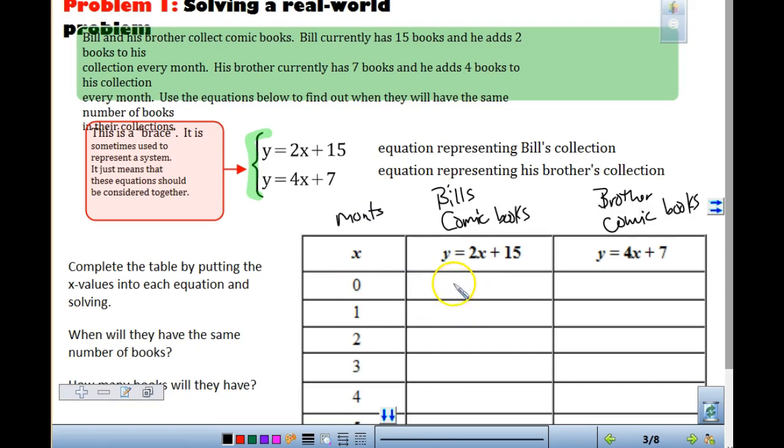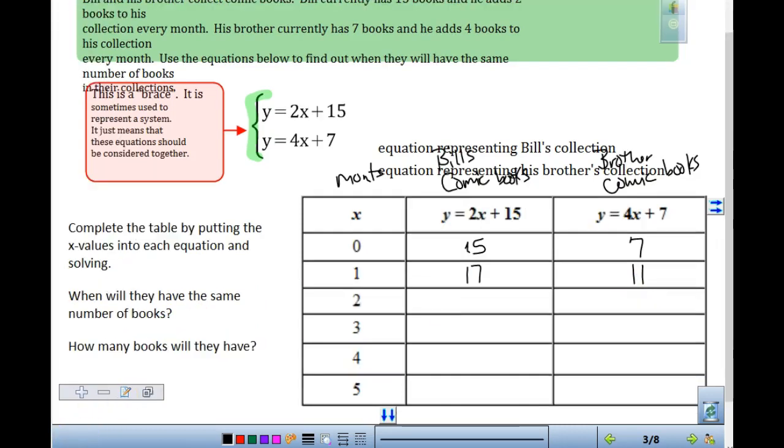So at 0, what did we know Bill had? 15. At 0, his brother had 7. After a month, Bill now has 17. So please fill in the table. His brother now has 11. So please fill it up by 2 each time. So we should have 19, 21, 23, and 25. Over here, it should be going up by 4. So after 11, I should have 15, 19, 23, 27.